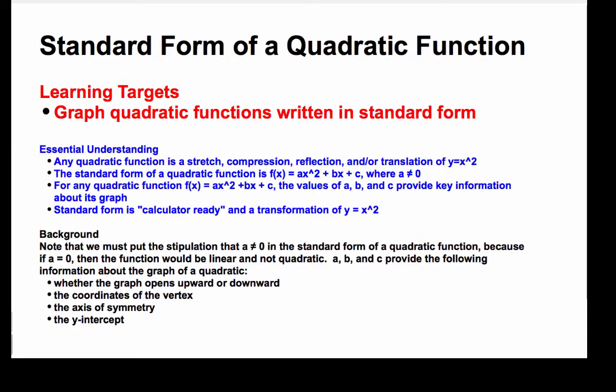This lesson is on standard form of a quadratic function. Our learning target for the lesson is we want to be able to graph quadratic functions written in standard form.